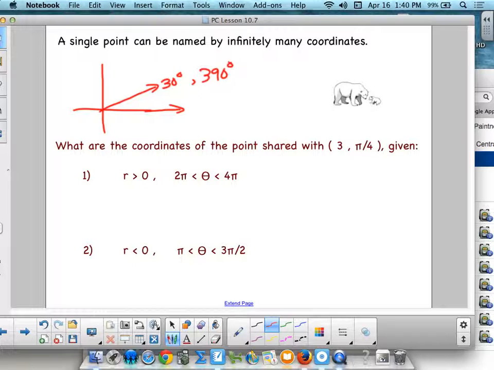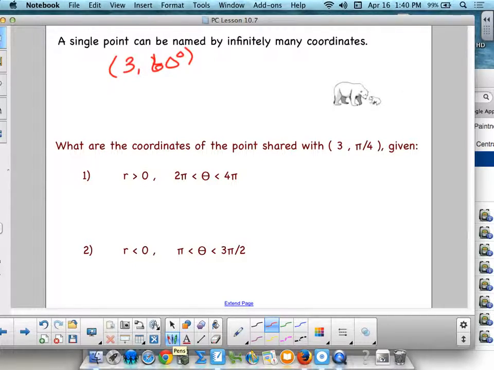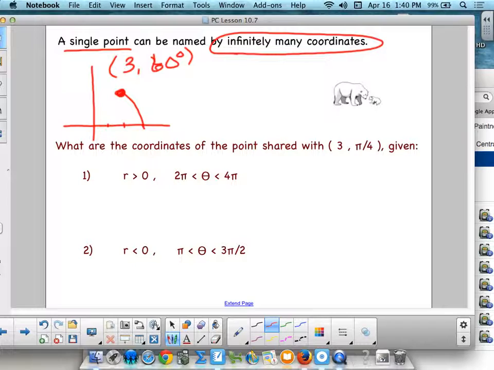So what I'm saying to you is this. If I were to give you this point right here in polar coordinates, 3 comma, oh, I don't want to do 45. I want to do 60. 3 comma 60 is right here. 1, 2, 3, up 60. There it is, right there. That's the 3 comma 60. A single point can be named by infinitely many coordinates.